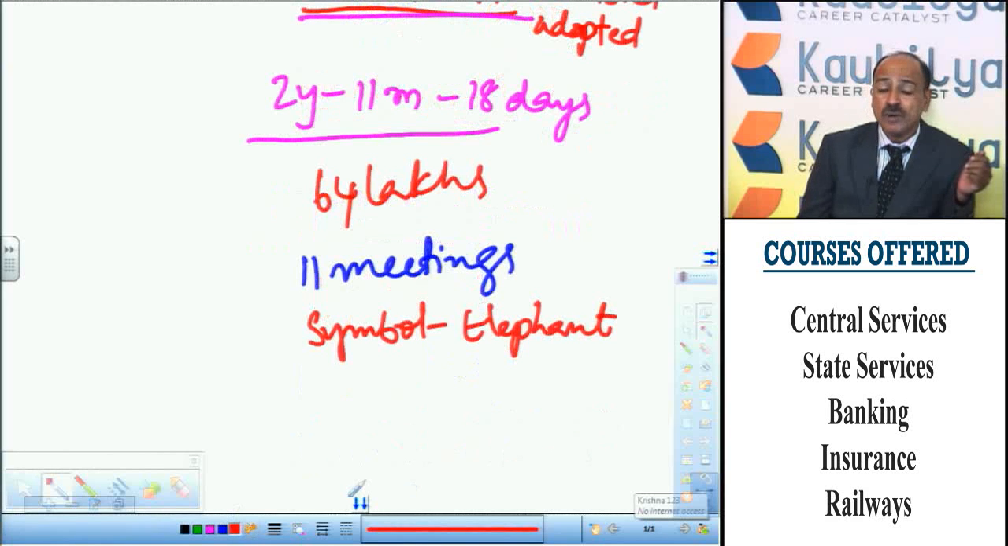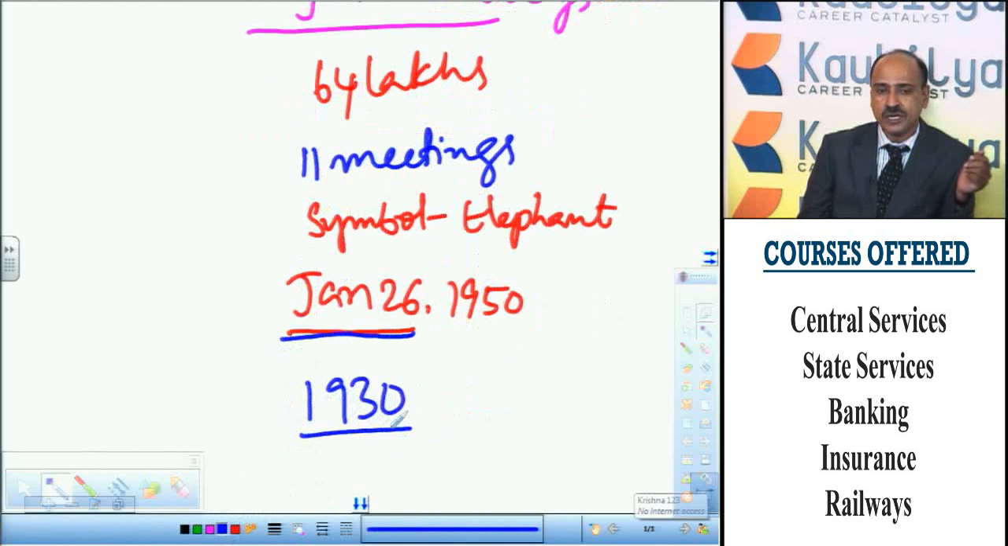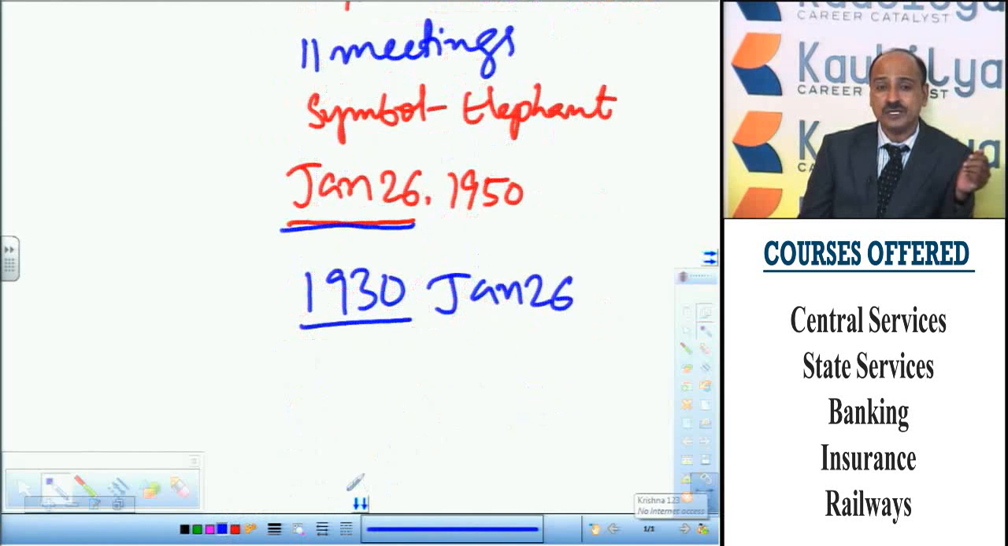But we implemented our Constitution on January 26, 1950. The main reason is that before independence, January 26 was Purna Swaraj Day. From 1930 onwards, Indians celebrated Purna Swaraj Day on January 26. That's why we took January 26 as our Constitution implementation day.